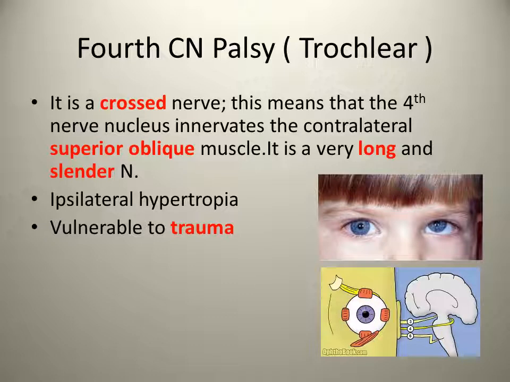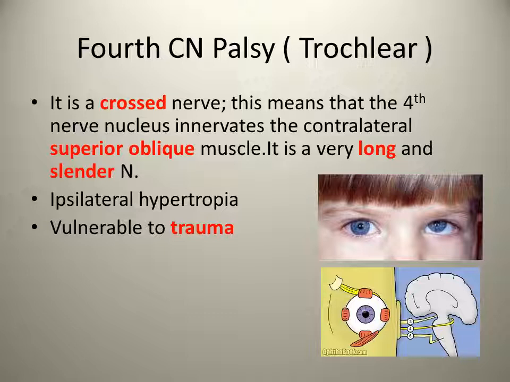Now the trochlear nerve, the fourth cranial nerve. It is a crossed nerve. This means that the fourth nerve nucleus innervates the contralateral superior oblique. It is the only nerve that emerges from the dorsal aspect of the brainstem, specifically the dorsal aspect of the midbrain at the level of the inferior colliculus.